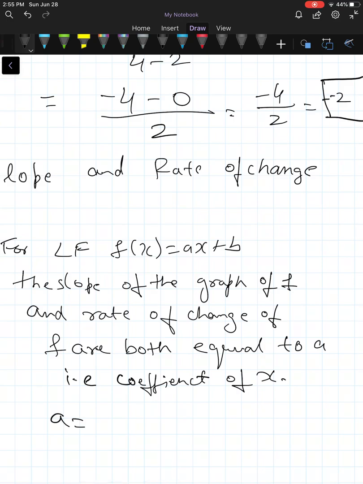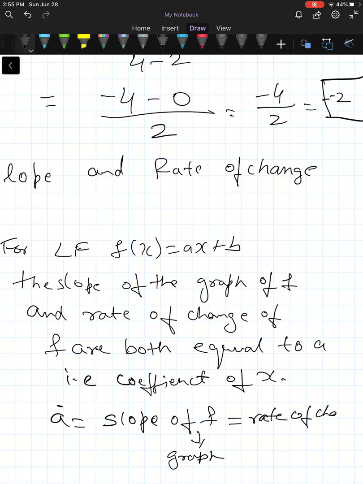So mathematically, writing it as an equation, a is nothing but equal to slope of f, that is equal to slope of graph of f, correct? So slope of graph of f, that is equal to rate of change of f with respect to any two arbitrary input values.